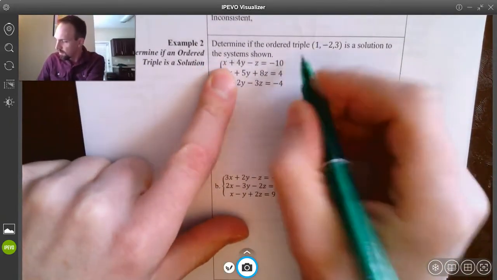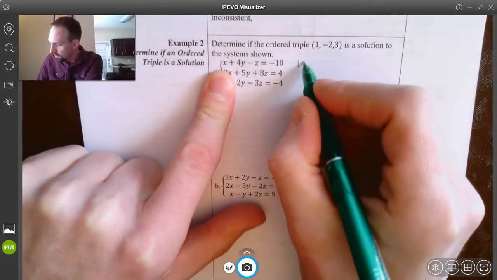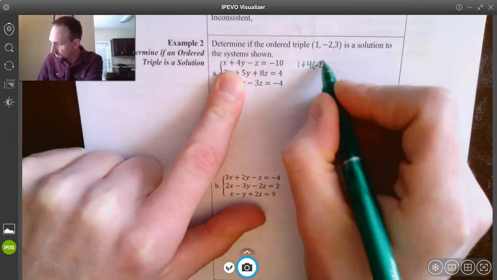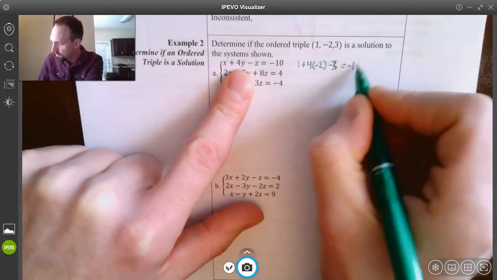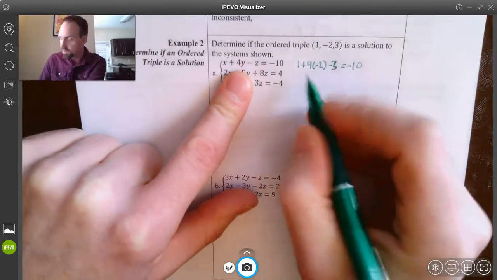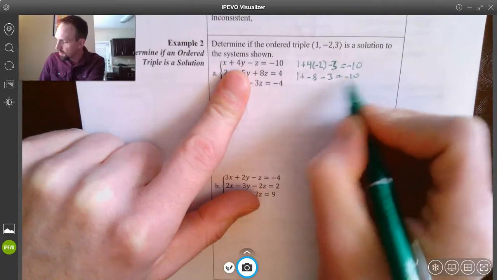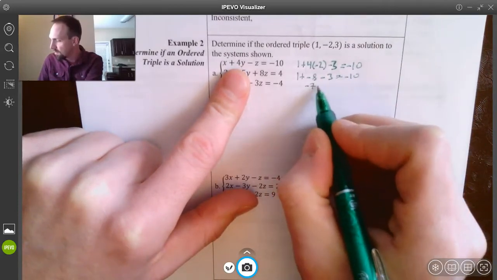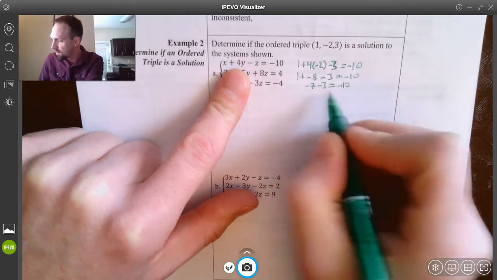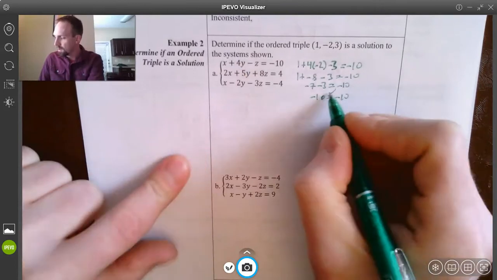Remember, we substitute by plugging it in for the value. So this is going to be 1 plus 4 times negative 2 minus 3 equals negative 10. So check that one first. So I have 1 plus negative 8 minus 3 equals negative 10. So 1 plus negative 8 is negative 7. Negative 7 minus 3 equals negative 10. That does in fact equal negative 10, so that works. So the first one works.